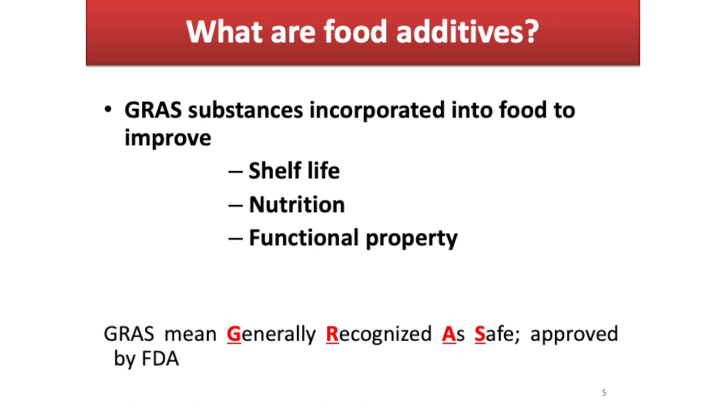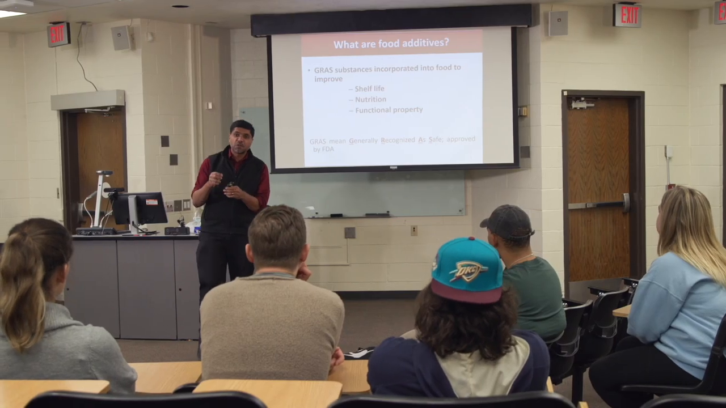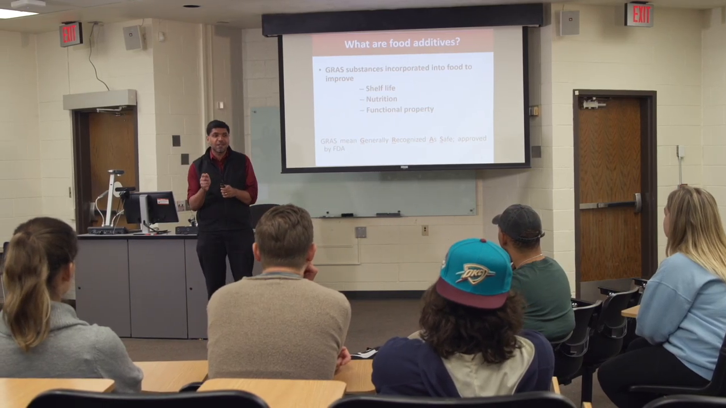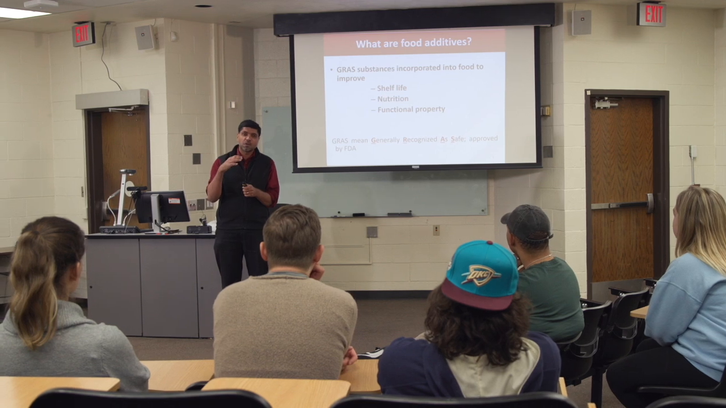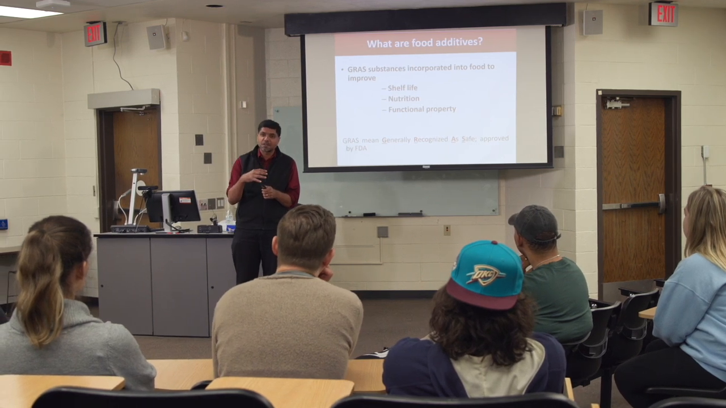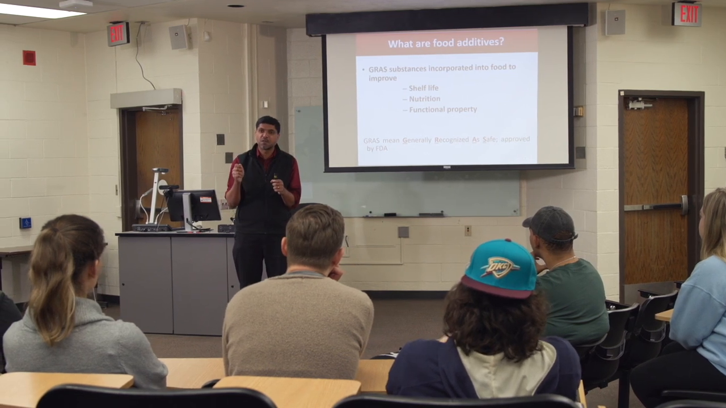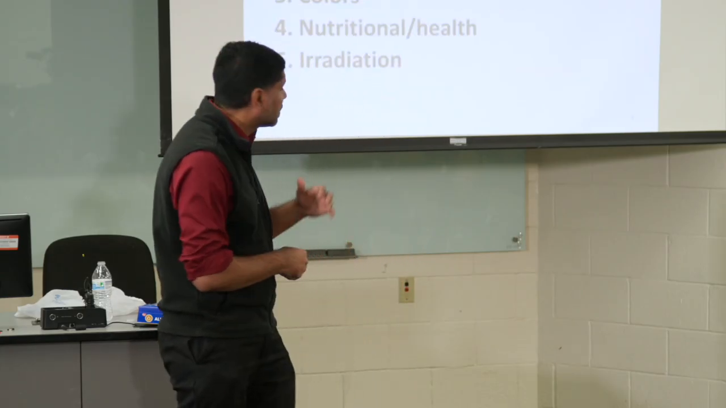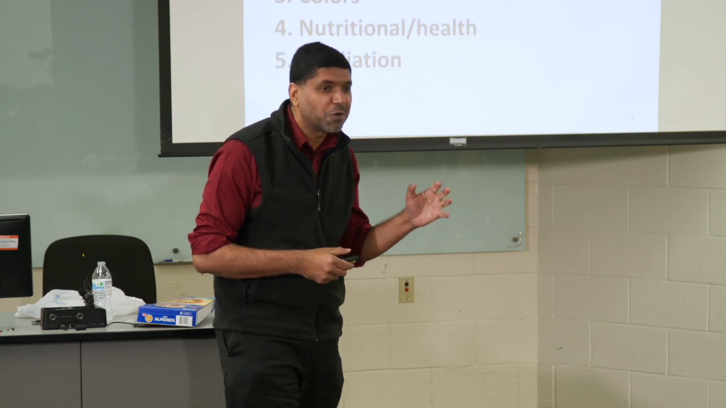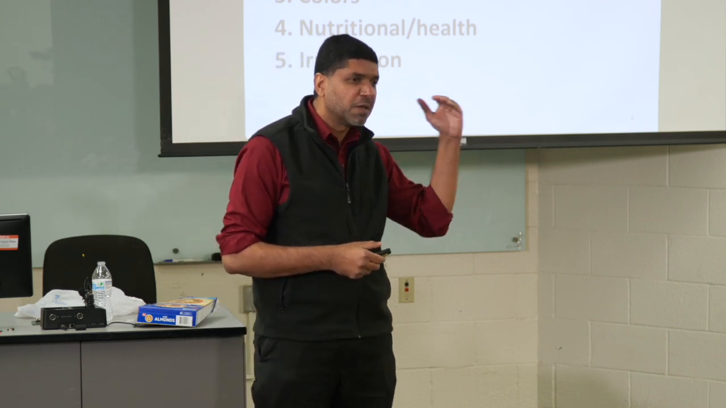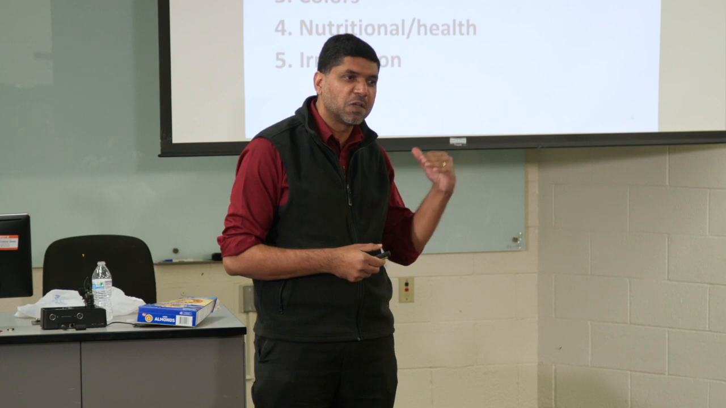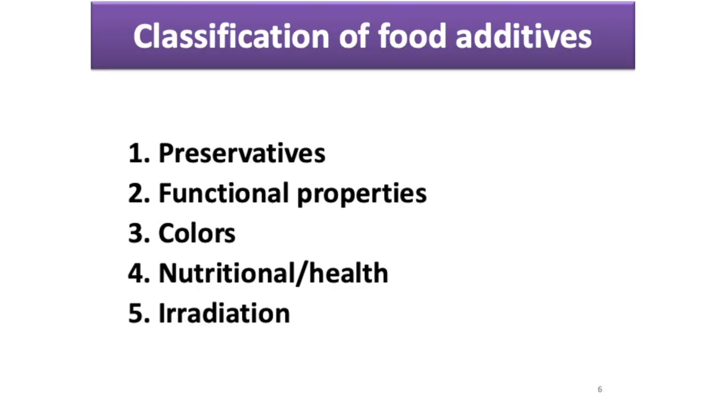So these are called GRAS. GRAS, not the grass we eat, these are generally recognized as safe. So the food companies, technically, they can add only GRAS approved ingredients. So all the stuff you see in the food label, these are GRAS approved. There are thousands of GRAS, so we are not able to talk about all. I made some classifications, that way you can relate. So these are the major classifications. We're gonna go one by one.